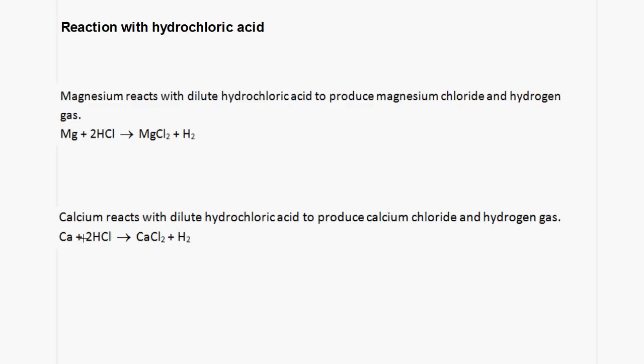Calcium, we get a similar reaction. Calcium plus hydrochloric acid will give us calcium chloride and hydrogen gas. So Ca + 2HCl produces CaCl2 + H2 gas.